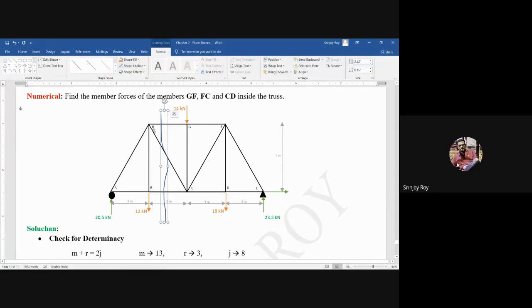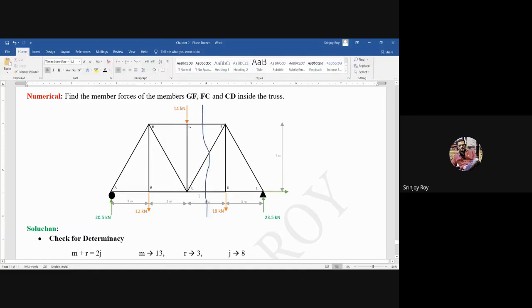So if I cut like this, which forces are generated? I'm just demonstrating one thing. If we cut it like this, HG will be generated, HC will be generated, BC will be generated. But is that our point of concern? No. So what I do is I do not cut like this. I rather cut it in this direction.